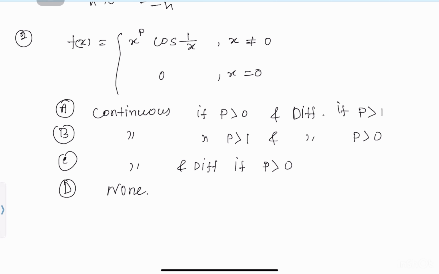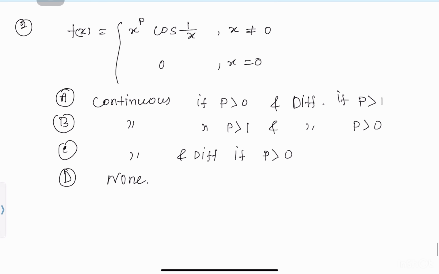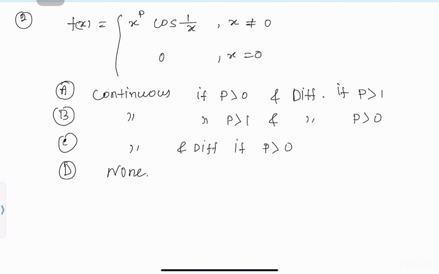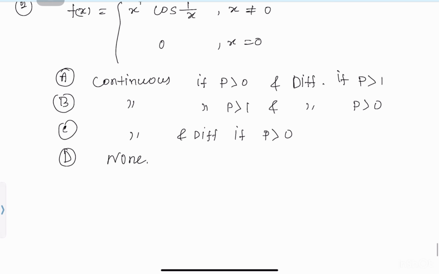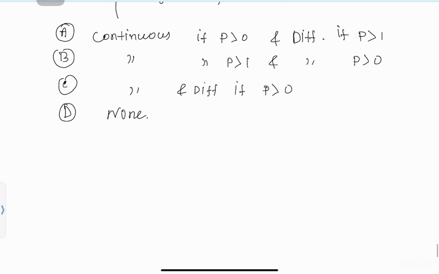So first, let us check the continuity of that function. I told you in the previous video on the continuity chapter, whenever a function is changing its value, you have to check there only. So here the function changes its value at x equal to 0. So you have to check continuity at that point only.